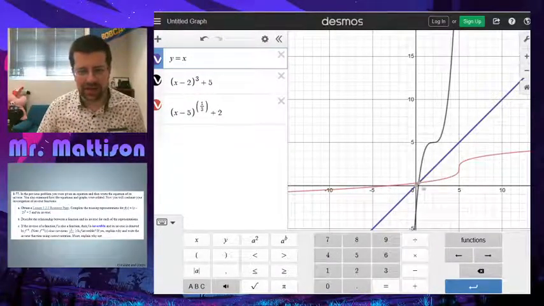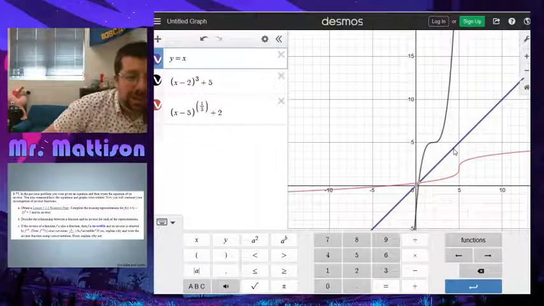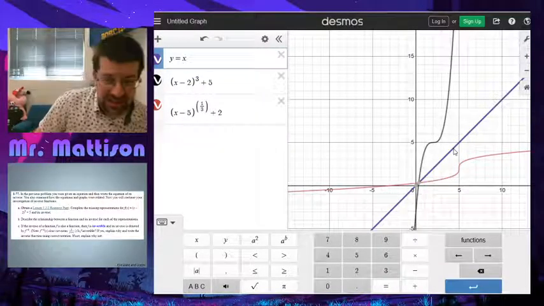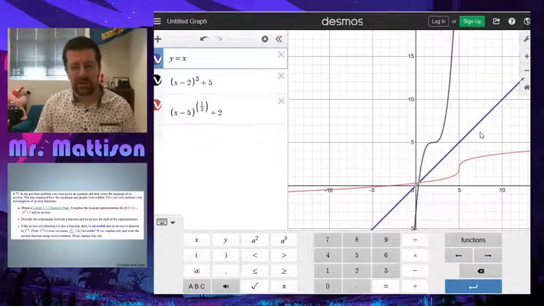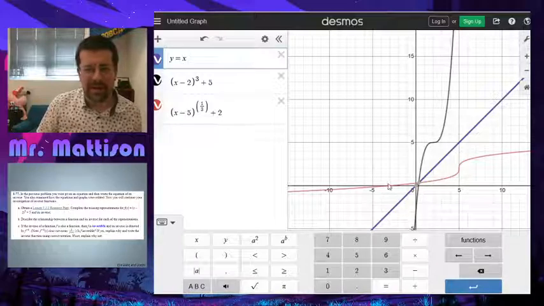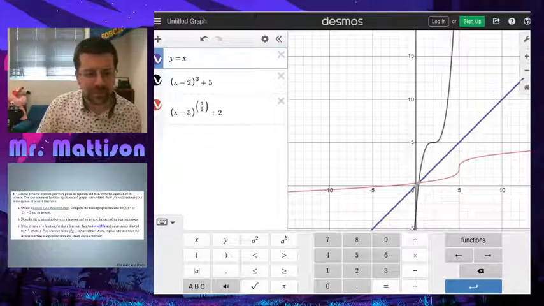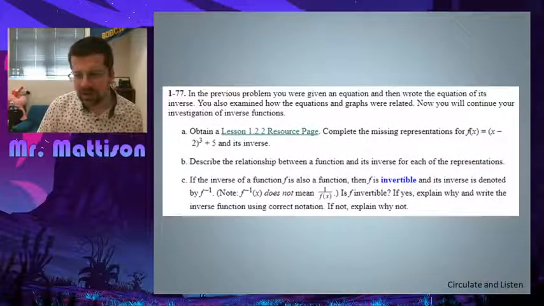So we got that as our graphs. We have our original, and then we have our inverse there. Again, the main thing that I want you to get from these graphs is how they look in relationship to that y equals x graph. All right, let's hop back over here.